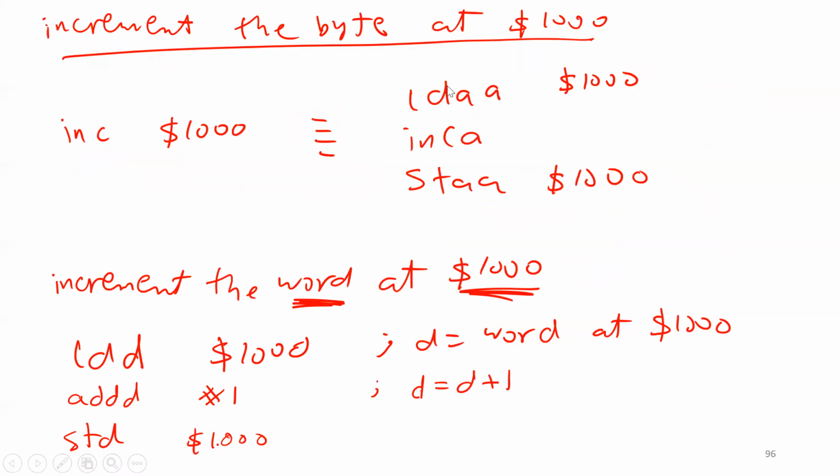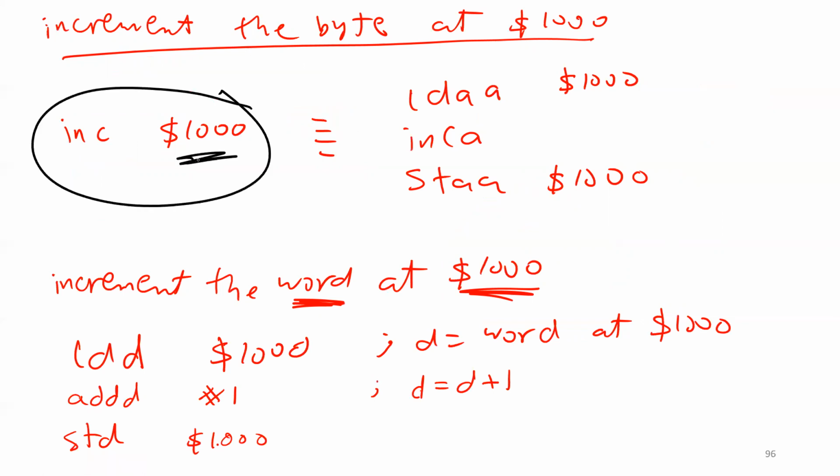Okay. Let's see another instruction here, guys. When I say increment 1000, I told you here you increment a byte, not a word. I'm going to tell you why I like this instruction. I like this instruction because if you want to do it in a different way, look here, you're going to need 3 instructions to do that.